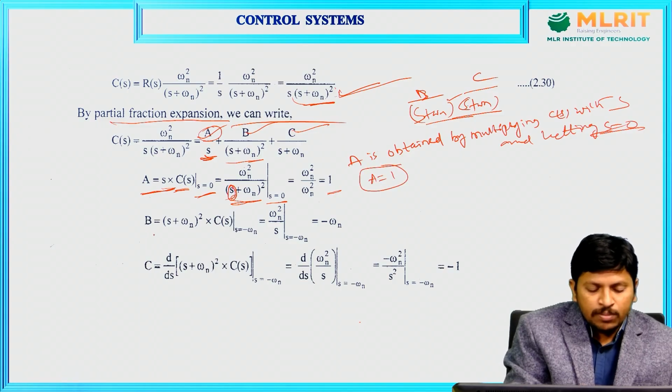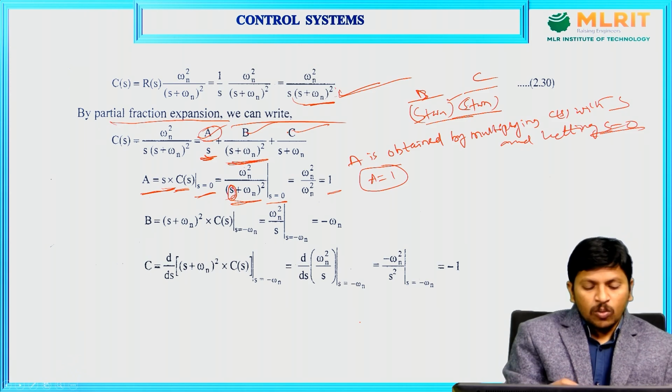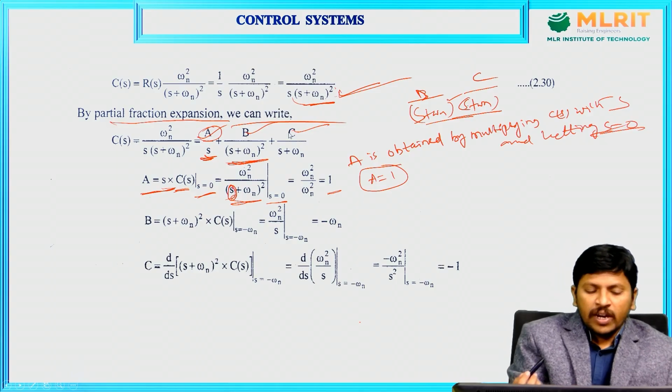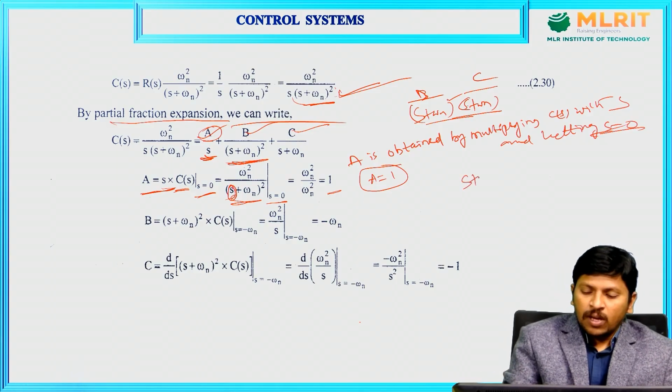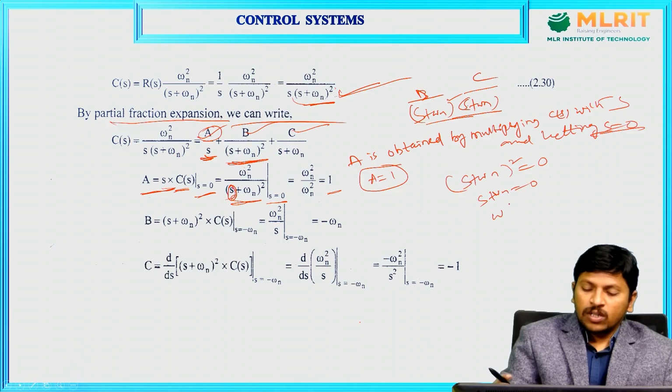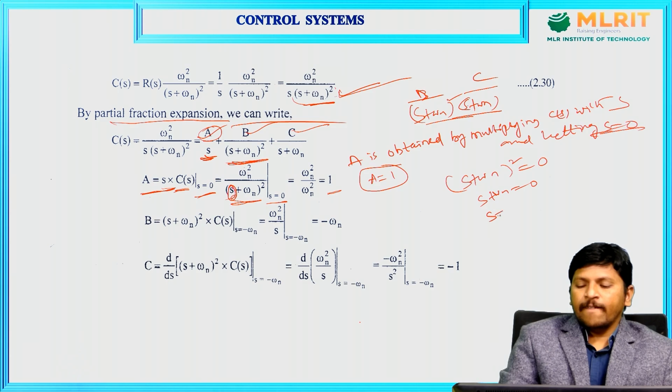Next, B is obtained by multiplying C of s with the denominator part, which is s plus omega n whole square, and letting s plus omega n whole square equal 0. With the square and the zero, the square root gets cancelled, so s plus omega n equals 0 only. So s equals minus omega n.